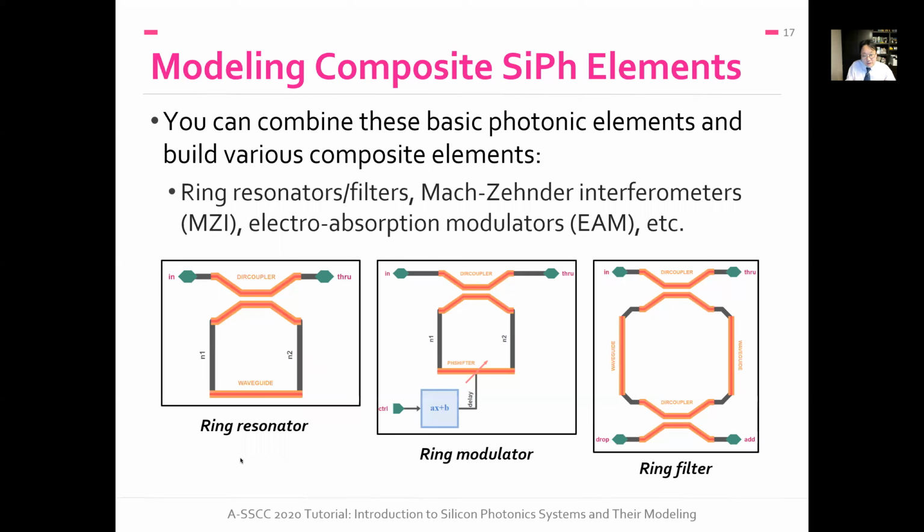And using these basic photonic primitives, you can combine them to build various composite elements that are used in silicon photonic systems. Those include a ring resonator, modulator, and ring filters. And you can also model Mach-Zehnder interferometers, electro-absorption modulators, and so on. Again, we'll talk about these elements in more detail in later slides.